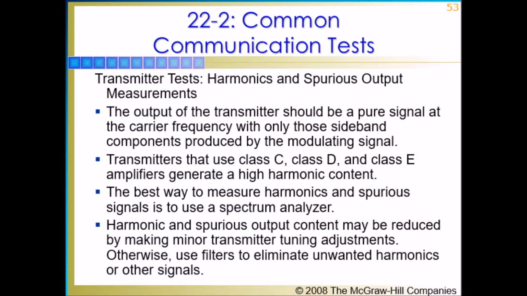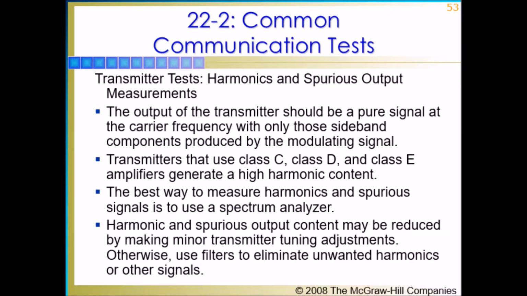Harmonics and spurious output measurements. The common problem in transmitters is the radiation of undesirable harmonics or spurious signals. The output of the transmitter should be a pure signal at the carrier frequency with only those sideband components produced by the modulating signal.